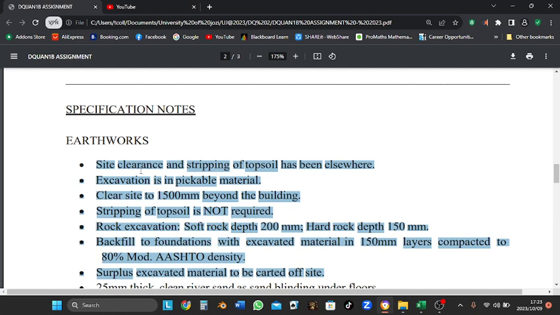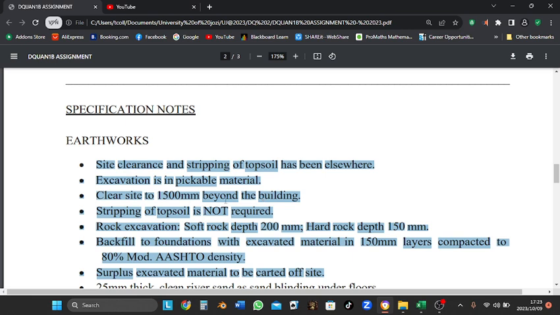The video is going to be about site clearance and soil striping, but here they are saying site clearance and soil striping has been elsewhere. So here we're going to do excavation, which they are saying is in pickable material, and then we're also going to clear the site to 150 millimeters beyond the building. They are saying that we should clear the site, but the site clearance has been elsewhere, which means the site clearance has been done already. But they are saying that we should include it here. But now I'm not going to exclude anything. I'm going to do everything here.